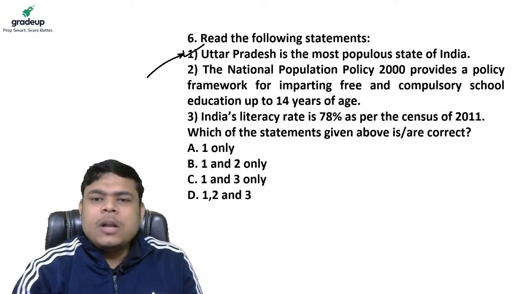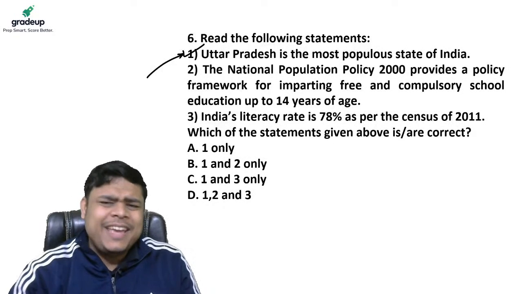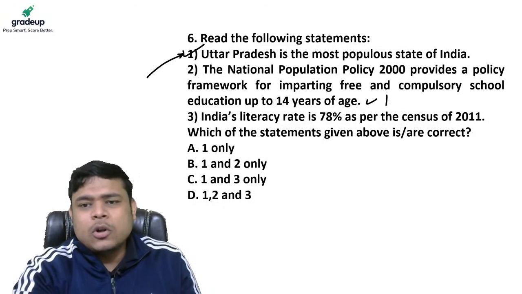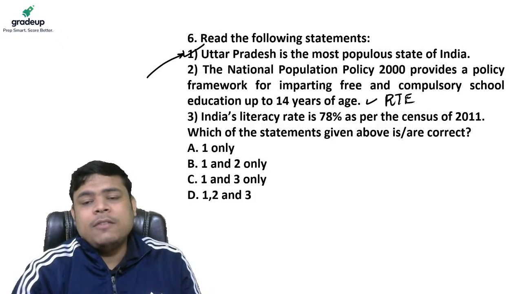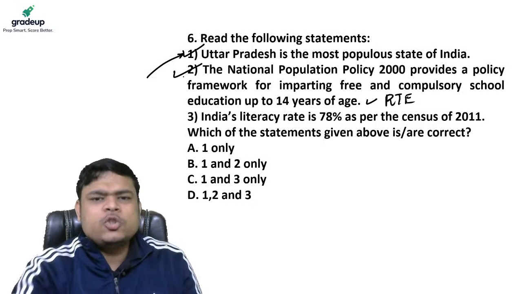Now, statement 2, National Population Policy of 2000 provides a policy framework for imparting free and compulsory school education up to 14 years of age. Yes, my dear friends, this is also written in RTE, Right to Education. Yes or no? Article 21A. This is a politics question, guys. Politics question. Yes or no? So this statement should be true.